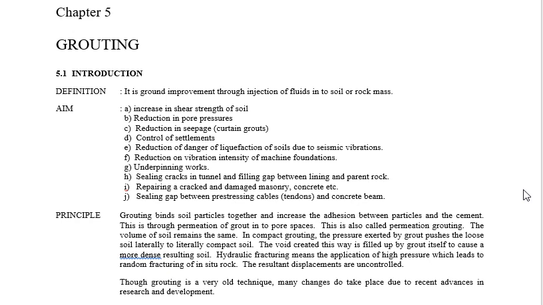Then what is grouting? Grouting is a ground improvement technique through the injection of fluids in soil or rock mass. Then what are the objectives of grouting? The objectives of grouting are to increase the shear strength of the soil, reduction in pore pressure, reduction in seepage, the control of settlements, underpinning works, sealing cracks in tunnels, repairing of cracked and damaged masonry concrete, etc.